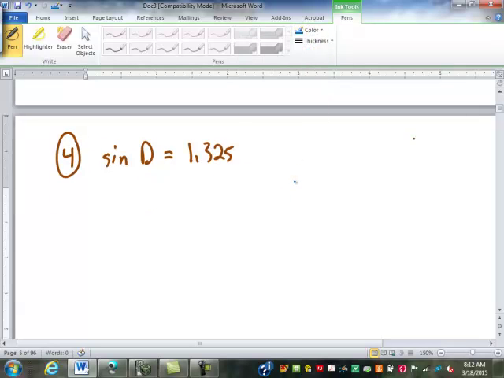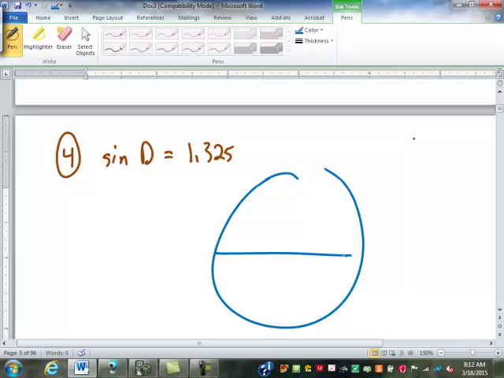Remember, unit circle, pretend that's a circle, has a radius of what? 1. That's its definition. So whatever angle D is, let's say it's somewhere in here, the sine is this length here. That's the sine. So if this is angle D, this will be the sine of D. Well, the longest that could be would be this length right here, right? How long is that? 1. Can the sine ever be bigger than 1? No. This doesn't exist.